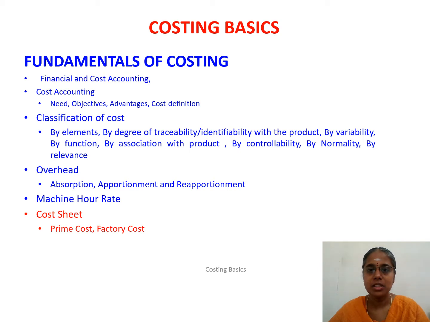And in this lecture, we are going to the next important topic, the final statement that is prepared out of job costing, which is the cost sheet. The statement that is prepared out of cost accounting is your cost sheet, and we'll see the first components, prime cost and factory cost, in this lecture.